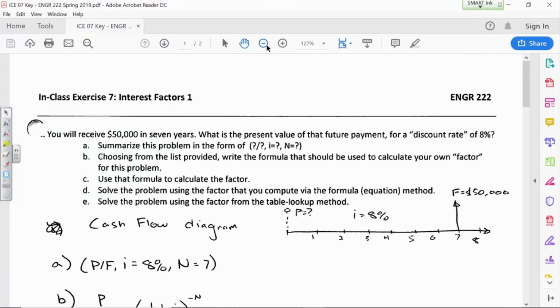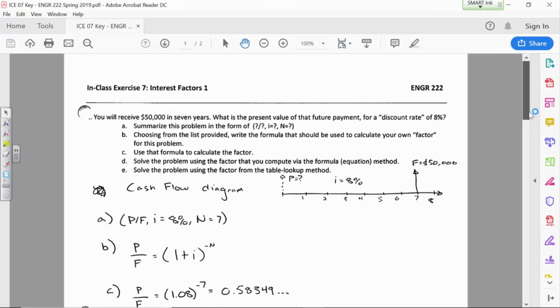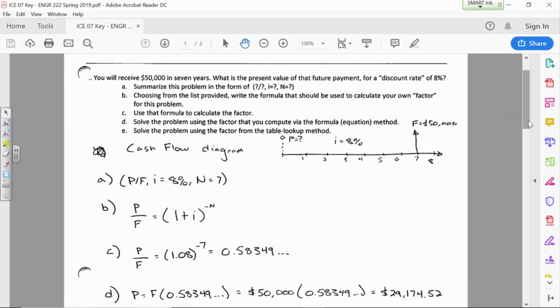Let me put up the solution to the first problem on the front side of the paper just to see how things are going. So I asked you to do a cash flow diagram. For this one, we are receiving $50,000 in the future, so we need to give that label F, and it's in 7 years. That means the end of period assumption means that unless it explicitly says it's at the beginning of the period, we always assume it's the end of the period.